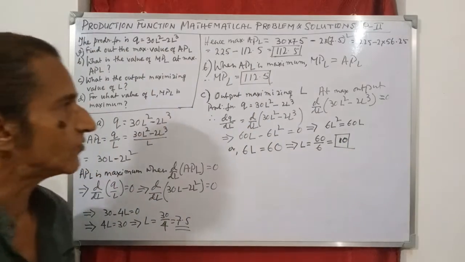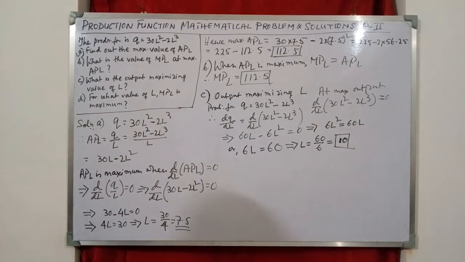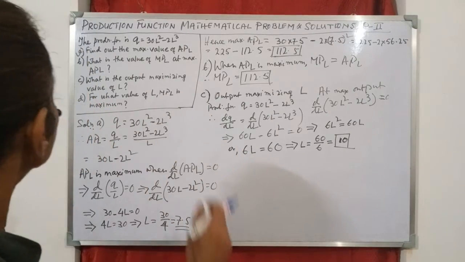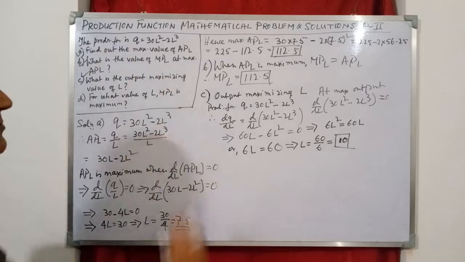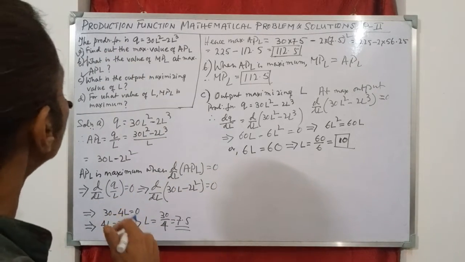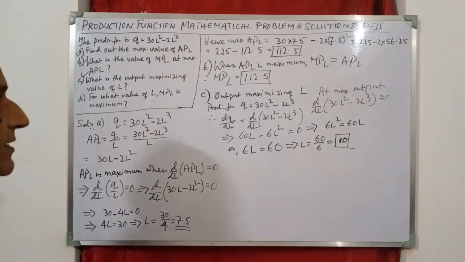So when the value of L is 10, the output is maximum. So part C is also solved. Now come to part D. For what value of L is MPL maximum?